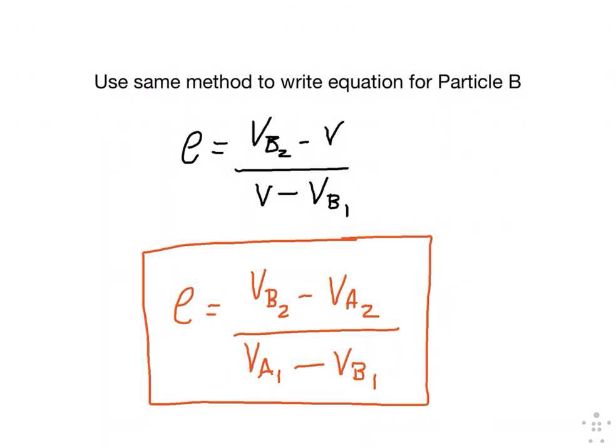And it's very important that you get the order correct. So if you use v_B2 minus v_A2 in the numerator, then the denominator must be v_A1 minus v_B1.